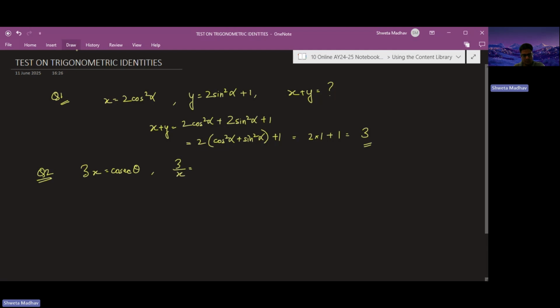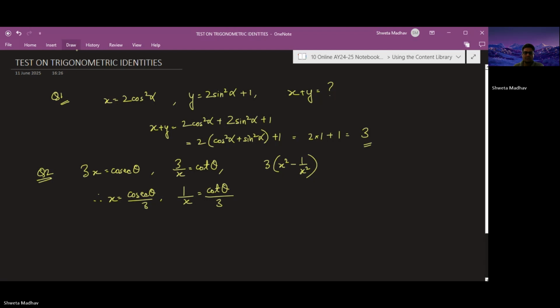Then in question number 2, it has been told that if 3x equals cosec theta and 3 by x equals cot theta, then find the value of 3 into x square minus 1 by x square. So here x we can write as cosec theta by 3, and 1 by x we can write as cot theta divided by 3. So we have to find the value of this. So this will be 3 into x square, so I can write (cosec theta divided by 3) whole square minus 1 by x whole square, which is (cot theta by 3) whole square.